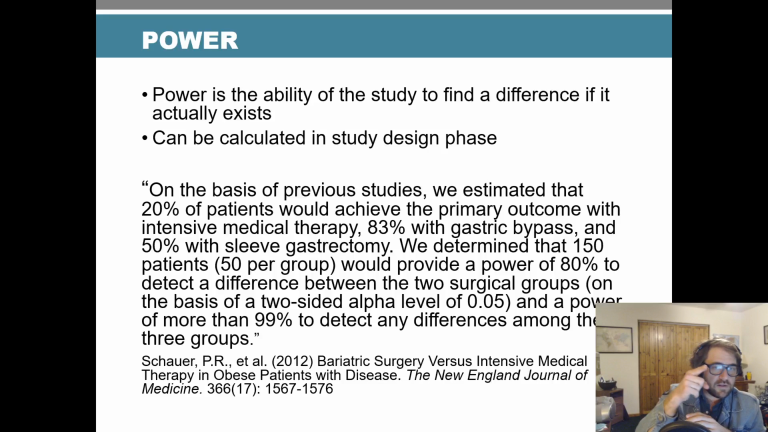So they've done this power analysis by looking at previous research. They know that 20% of patients get the outcome they're looking for with medical therapy, 83% with gastric bypass, and 50% with sleeve gastrectomy. Then they put those percentages into a formula to calculate how many participants they actually need, which comes out to be 50 per group, or 150 total.